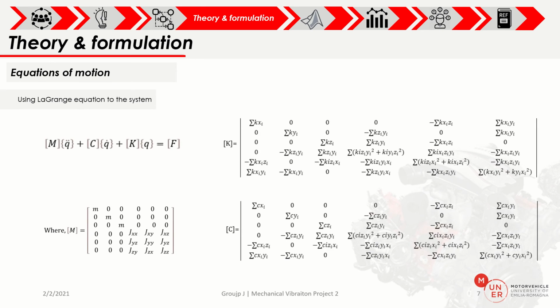This is the equation of motion of the system in matrix form, where M represents the mass matrix of the system, which has this form. K represents the global stiffness matrix, as is possible to see here, and C represents the global damping matrix, which is the same as the stiffness matrix but changing K with C. Q represents the Lagrangian coordinates, composed by 3 translations, x, y, and z, and 3 rotations, θx, θy, and θz. F represents the applied force vector.